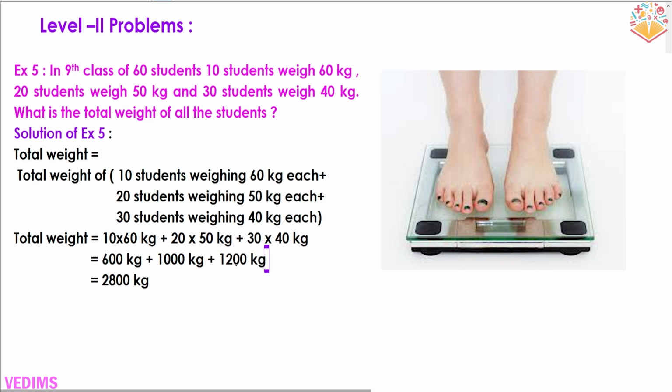Add all of them: 1200 plus 2200 plus 600 is 2800 kg. I hope you observed the multiplication in addition. Let us take another day-to-day life example.